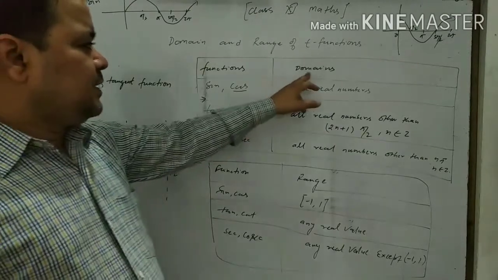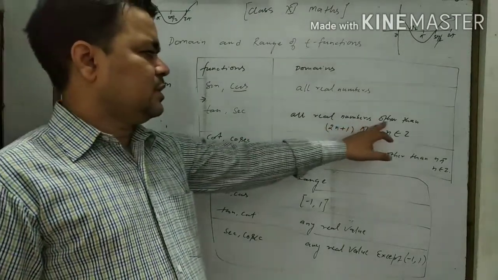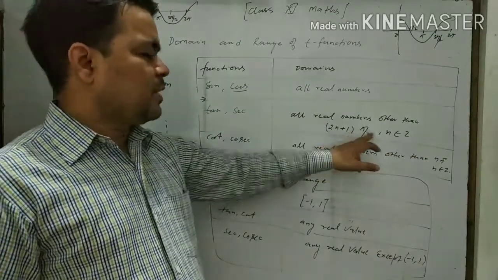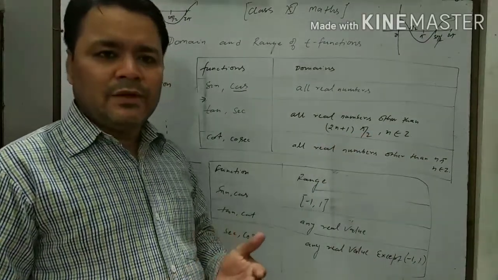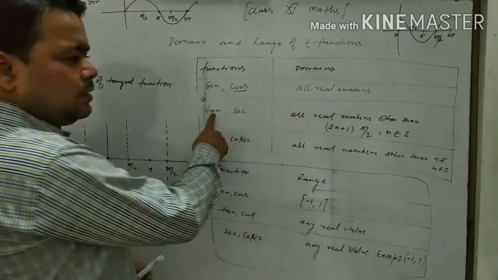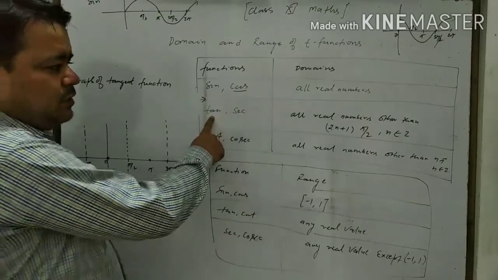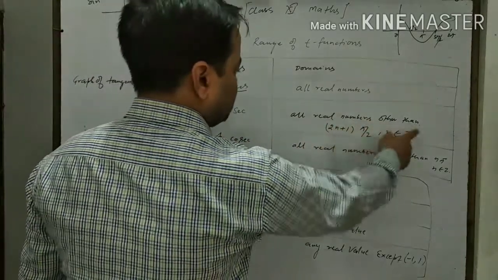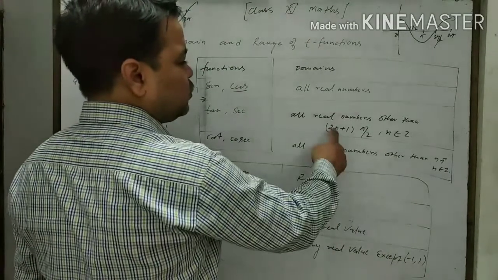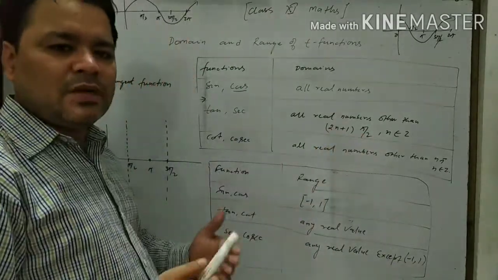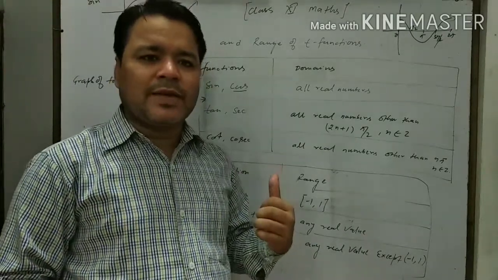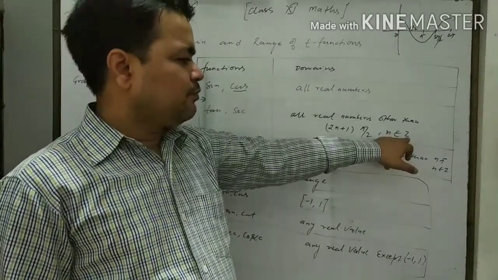Here the domain is written all real numbers other than (2n plus 1) pi by 2. Here (2n plus 1) pi by 2 means odd multiple of pi by 2. Means the domain of the trigonometric function tan is all real numbers other than odd multiple of pi by 2. Now let us see how it is odd multiple of pi by 2. Here n belongs to integer.